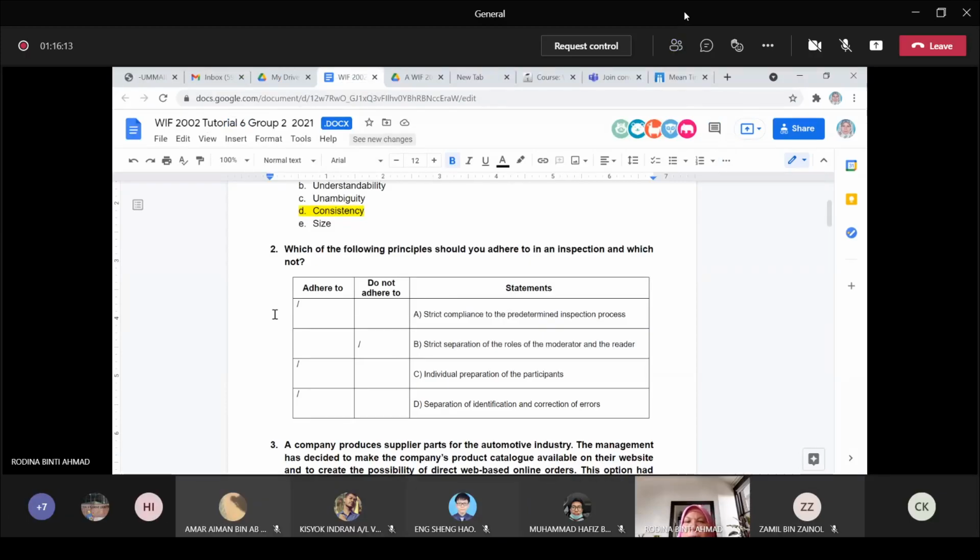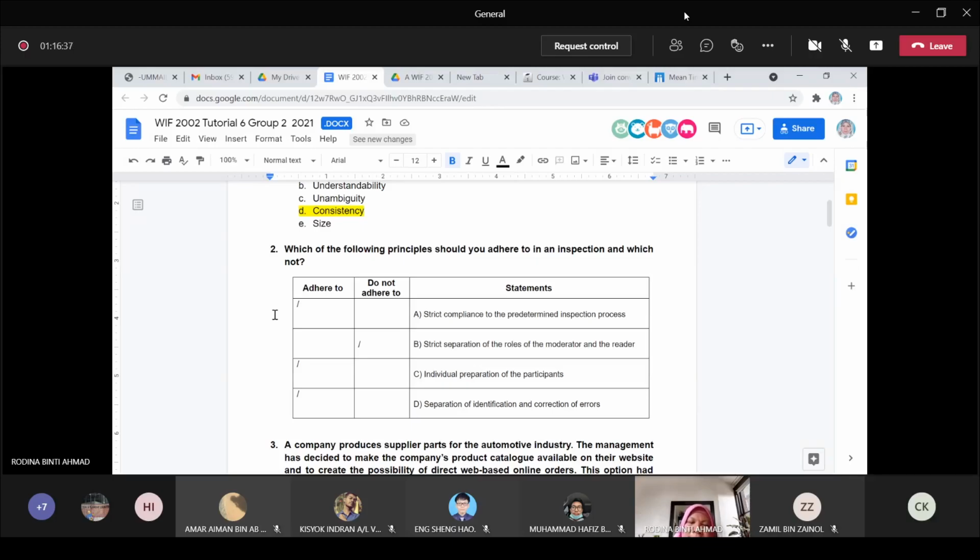C, individual preparation of the participant is very, very important. For the inspection process, especially, you have to do the homework, you have to do the preparation to ensure that you already check, because it's sometimes time consuming. So the individual preparation of the participants is very crucial to ensure the successful implementation of the inspection process. Okay, C, we should adhere to it.